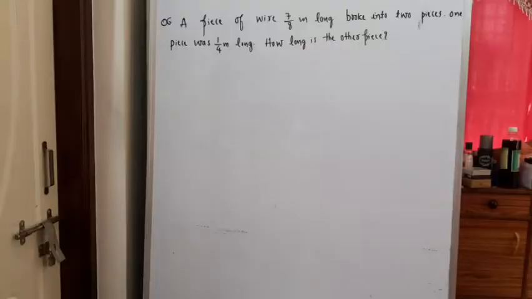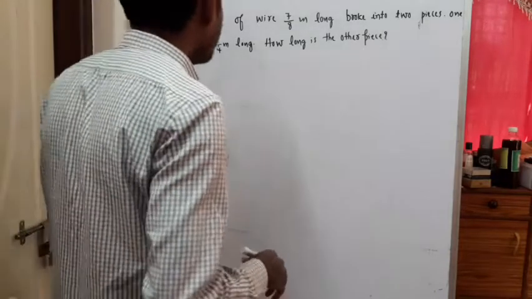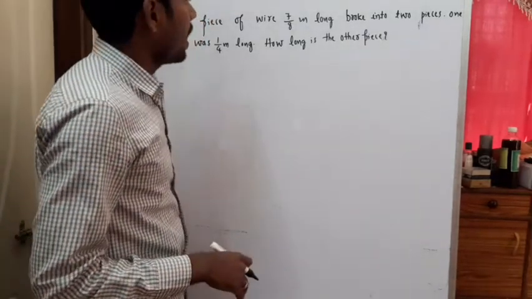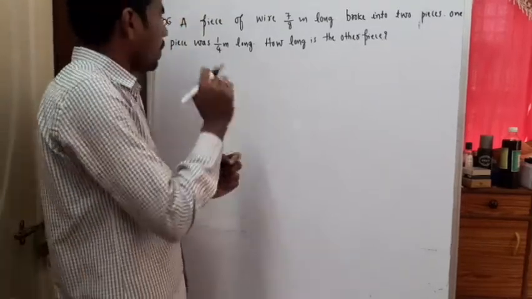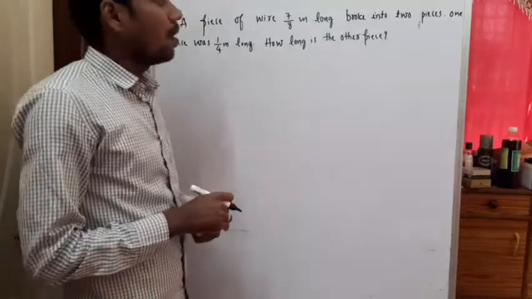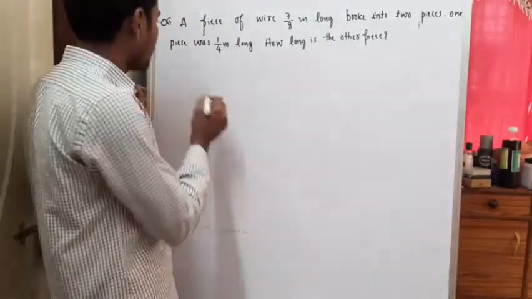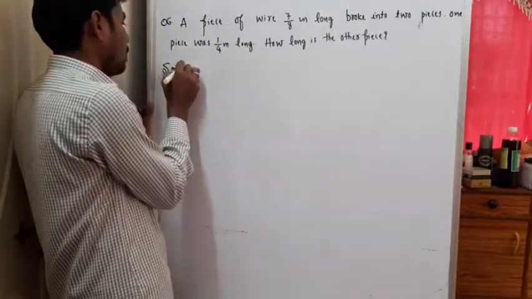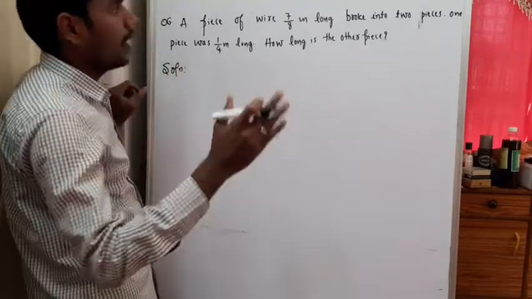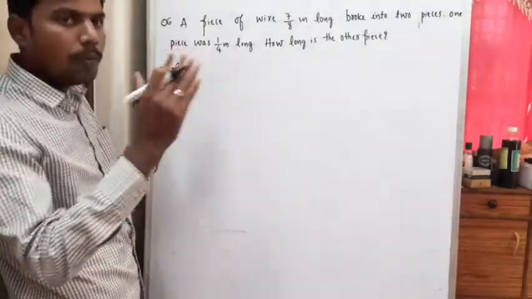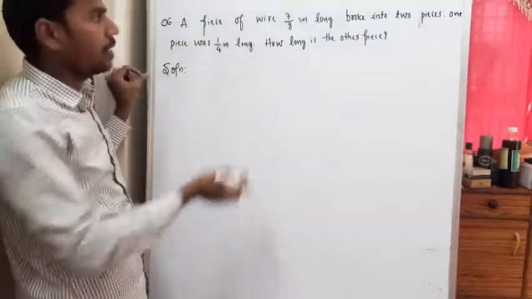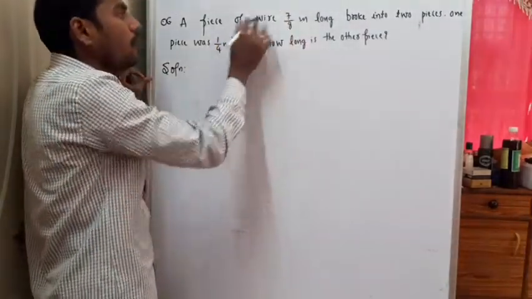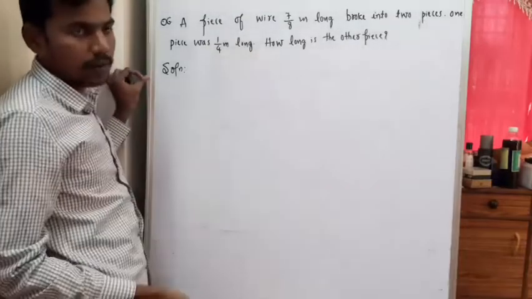So sixth question, we will continue with exercise 7.6. In that sixth question, a piece of wire 7 by 8 meter long broke into two pieces. One piece was 1 by 4 meter long. How long is the other piece? See, they have given the full length of the wire, and that is broken into two parts. In that, one part is 1 by 4, other part we need to get. So if you subtract 1 by 4 from 7 by 8, you will get the other part.